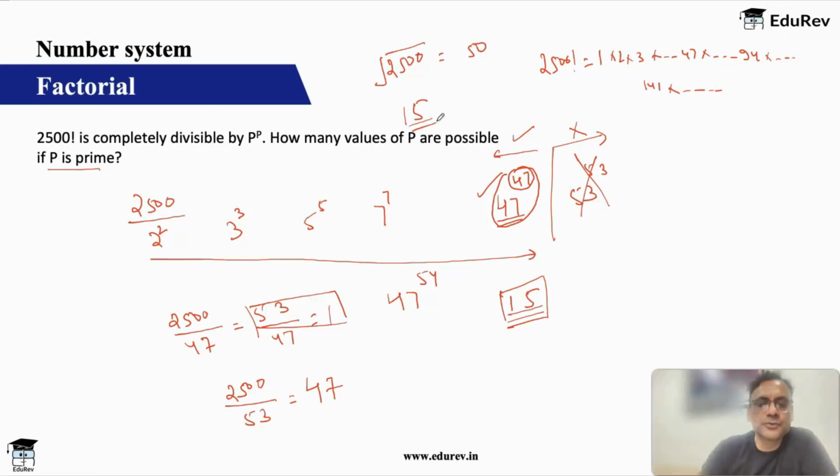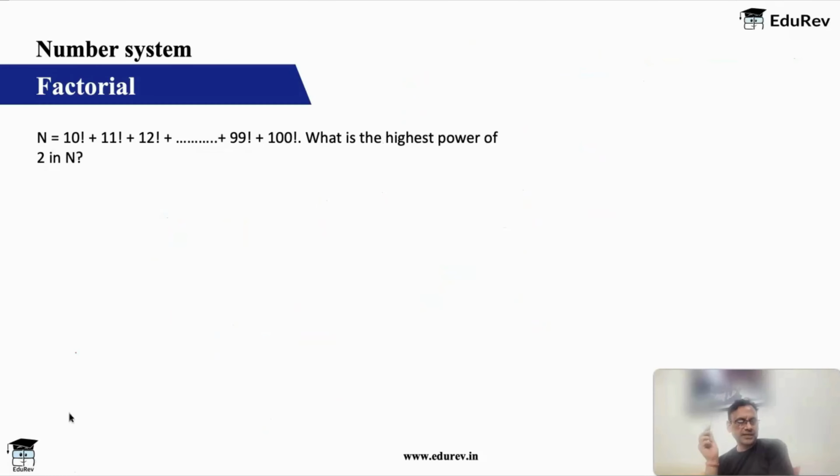Okay, so this uses a bit of prime number concept also, and normally CAT questions will be like this, where they'll mix one or two concepts, and that's where you'll have to be careful. Okay, chaliye, let's move on. Okay, so let's see the next question.